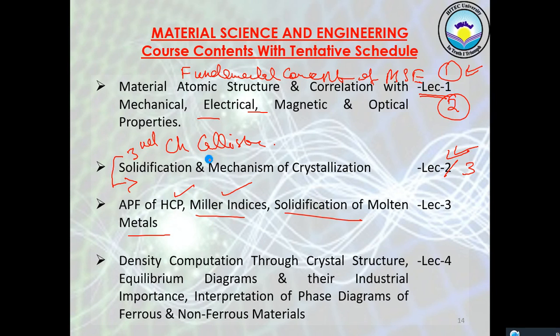Till now we have gone through 4 weeks and 4 lectures, so we have covered our syllabus till here. Three lectures will be uploaded, and this lecture will be recorded as soon as possible. After this we will go for the more advanced material engineering course, in which we will cover density computation through crystal structure, equilibrium diagrams and their industrial importance, and interpretation of phase diagrams of ferrous and non-ferrous metals. This will be lecture 5.